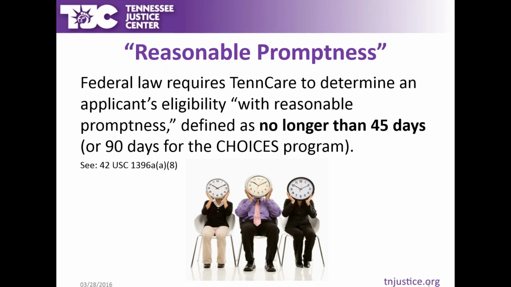Gordon lawsuit. But just for some background, reasonable promptness is a federal law that requires TennCare and all state Medicaid agencies who are accepting federal funds to run their program to respond to an applicant's application with reasonable promptness. And this is defined as no longer than 45 days. And so anyone who is applying for emergency Medicaid has a right to receive an eligibility determination within 45 days of that application. I'm sure many people are chuckling to themselves at this point in the presentation because I know I have never seen an emergency Medicaid application responded to that quickly.